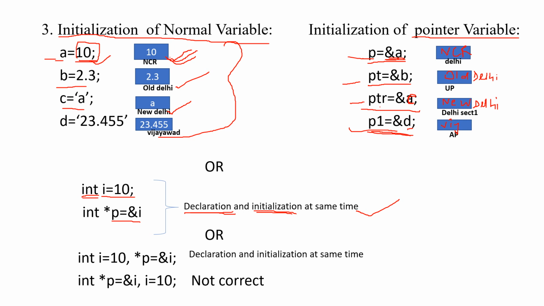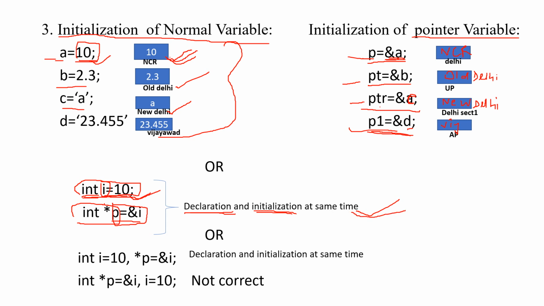Here you are writing int i = 10. This is called declaration and this is called initialization. So in a single line you are declaring and also performing initialization. That's possible. In a pointer also, this is the declaration part, and this is the initialization part. That's possible in the C language and that's correct.